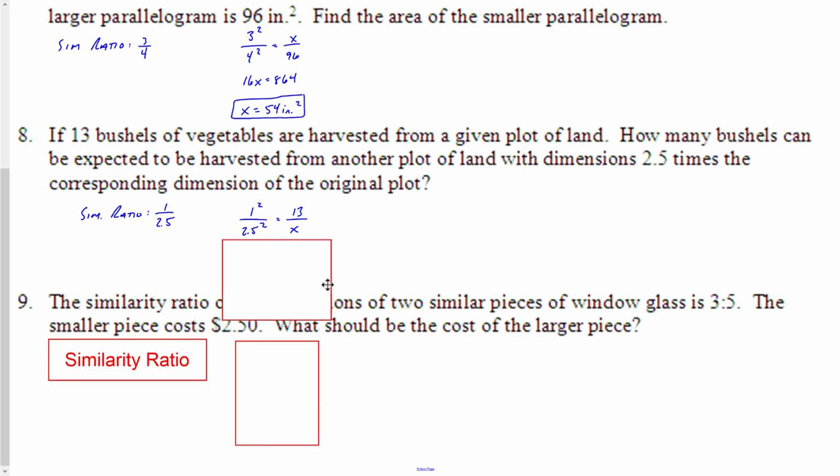Cross multiplying and solving here. The only thing to keep in mind here is now your answer that you're looking for is a number of bushels, so you need to make sure you include the correct label.